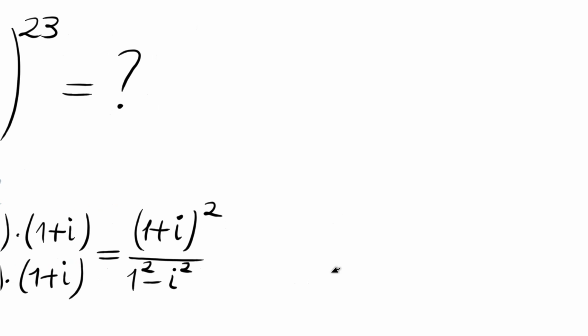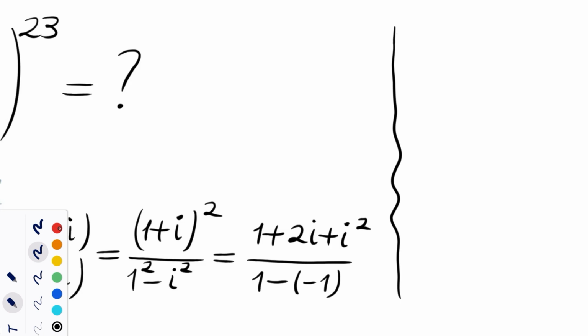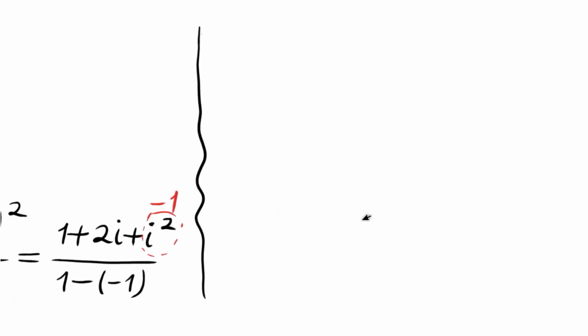So up we will have 1 + 2i + i squared. And here we will have 1 minus negative 1, since i squared is negative 1 by definition. And the other i squared is also negative 1 now. So the plus and minus 1's cancel. We have 2i, and in the denominator that becomes 2. So this is equal to i.